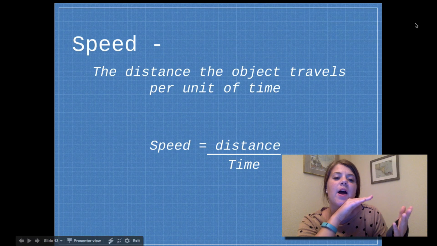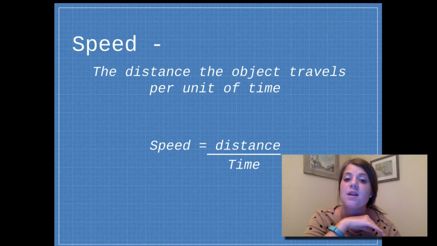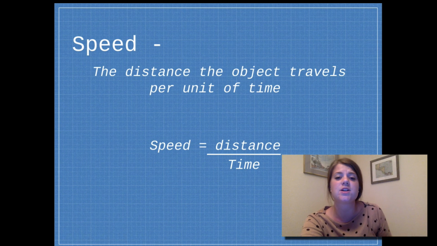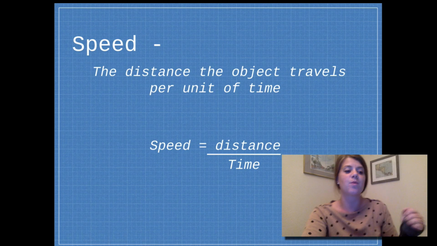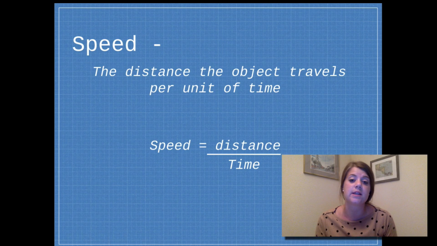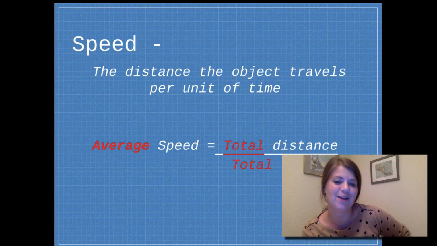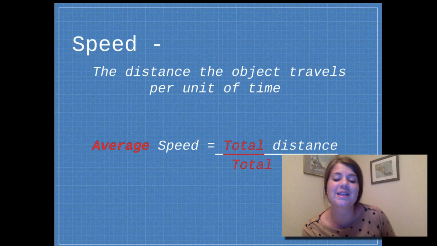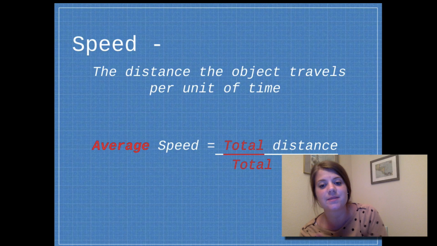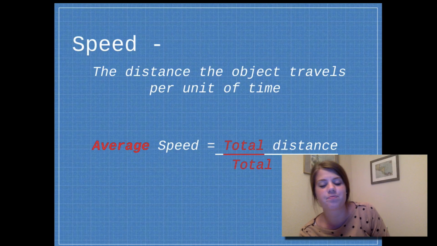So objects, it is very rare that they maintain the same speed. If you're in a car, you're going up and down hills, which is affecting your speed. If you're running, you might get tired, and so you're not constantly going. So we use this thing called the average speed. Basically the only difference is you're taking all of your distances divided by all of the different times it took you to get there, and that will give you your average speed.